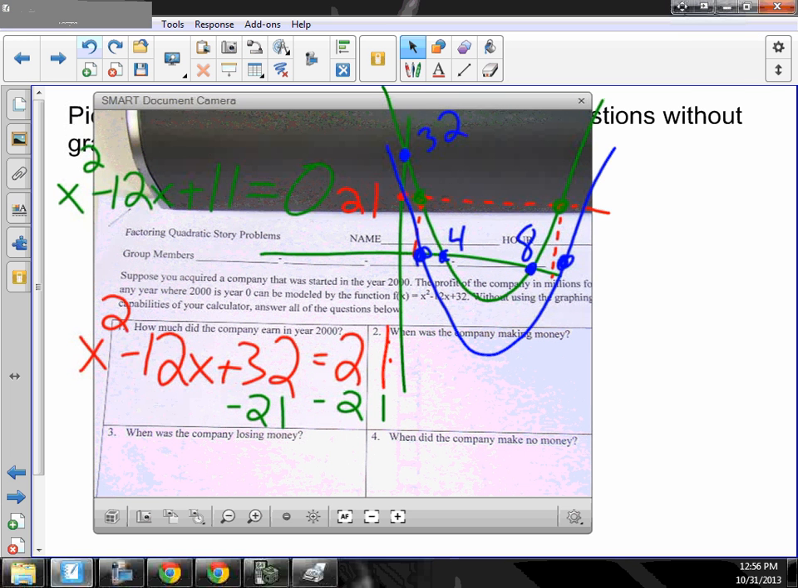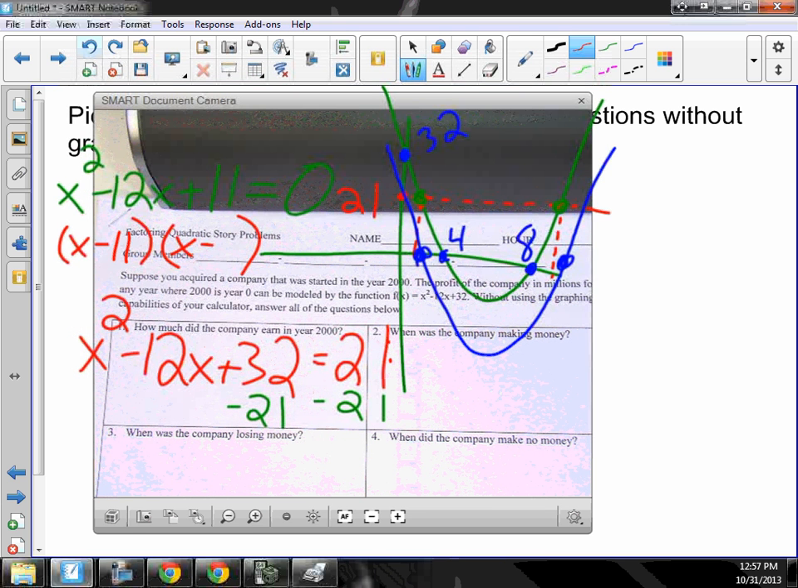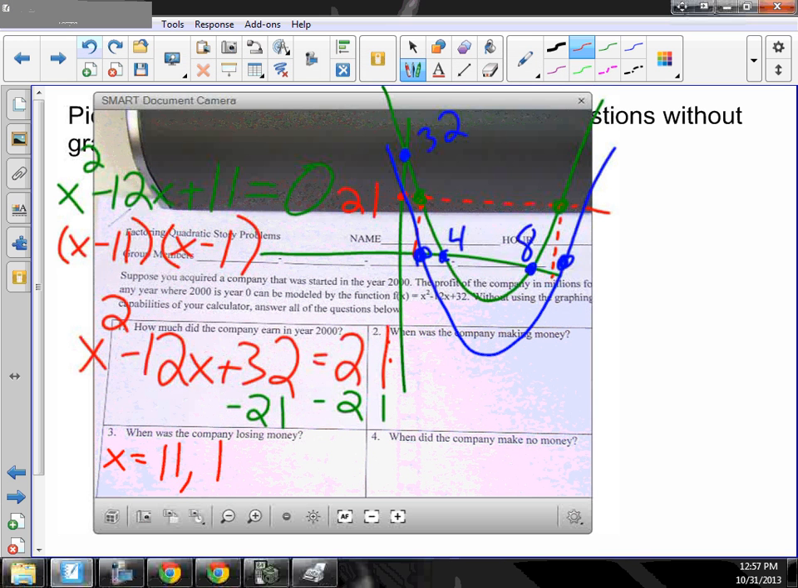All right, so looking here, x minus and x minus. Are there factors of 11 that add to be negative 12? 11 and 1. So my roots are x equals 11 years and 1 year. Okay, did that make sense to everybody? Kind of? Well, let's try it again.